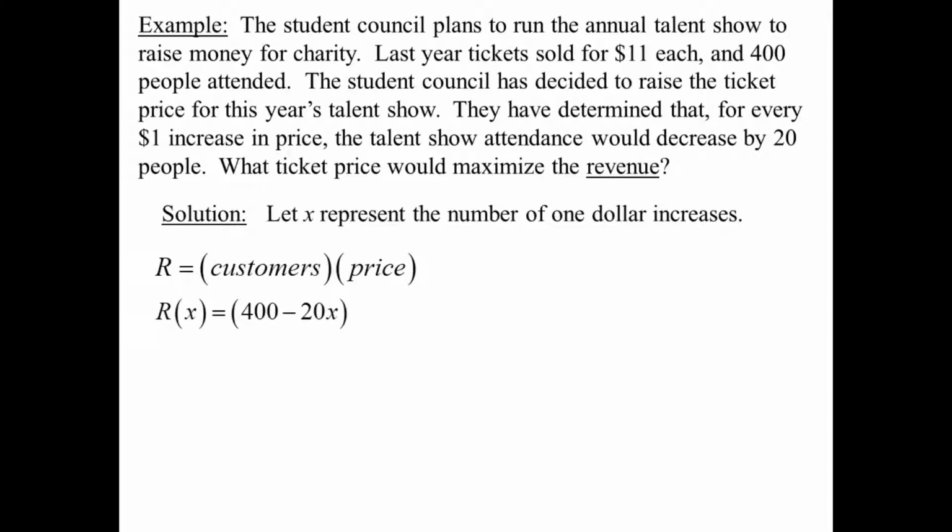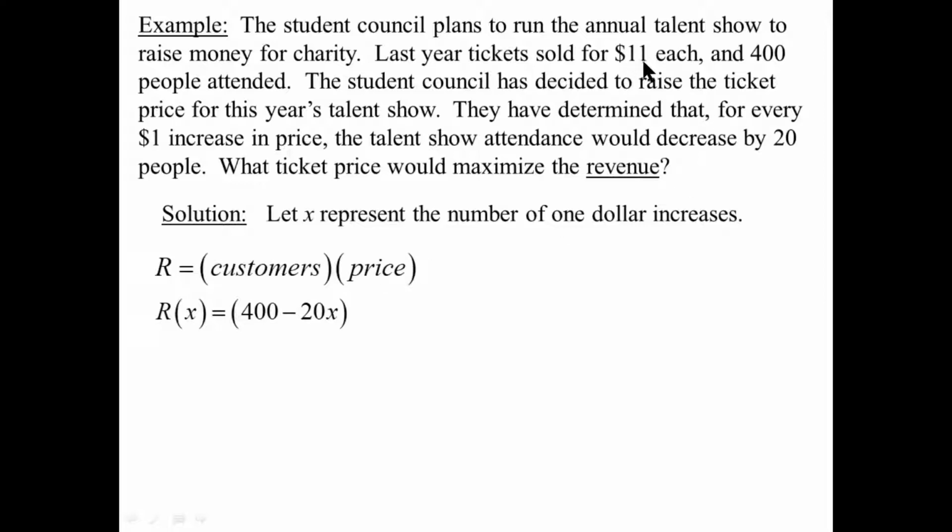Now, we can say that the number of customers here, well, it's 400 customers. 400 people attend. That's why there's the number 400 there. But it's going down because fewer people are going to come. In fact, 20 fewer for every time we change the price. That's what the survey said. So the number of customers is 400 take away 20x, where x represents the number of price changes.